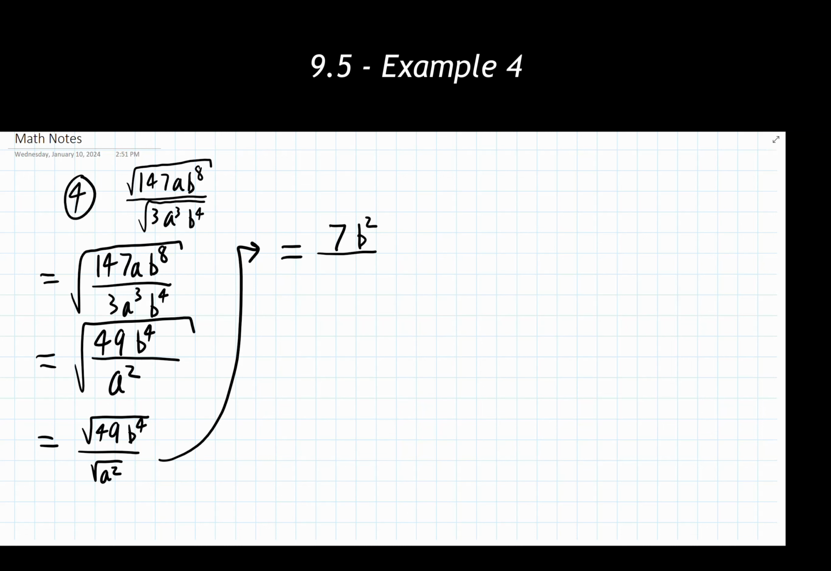In the denominator, I have the square root of a squared. The squared and the radical are going to cancel out, which means I get to my final answer of 7 times b squared, all divided by a.